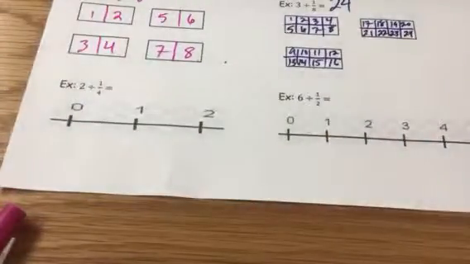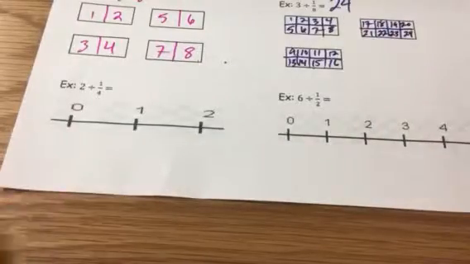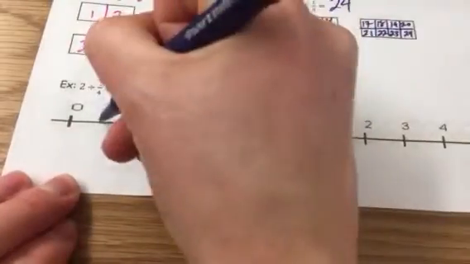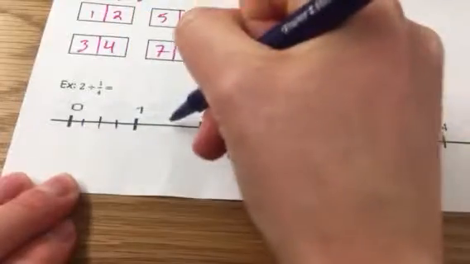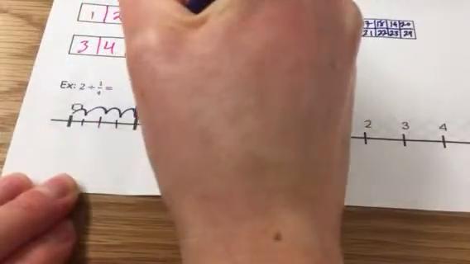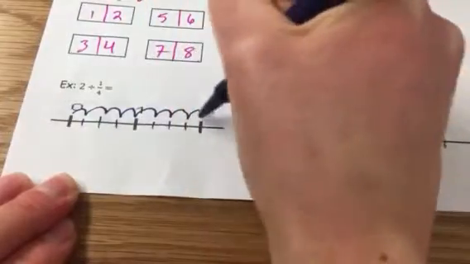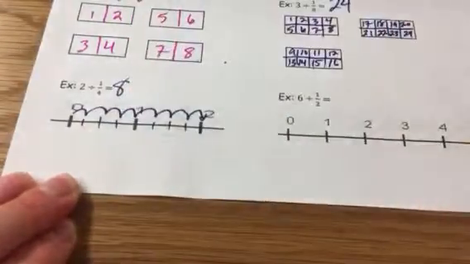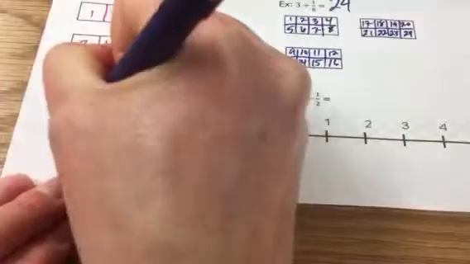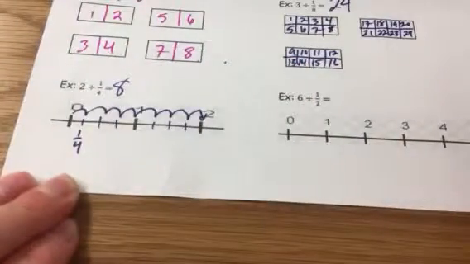2 divided by a quarter using number lines. So the first thing we need to do is let's split this up into quarters. Cut it in half and cut the halves in half. 1, 2, 3, 4, 5, 6, 7, 8. 8 skip jumps means that 1/4 fits into 2 8 times.